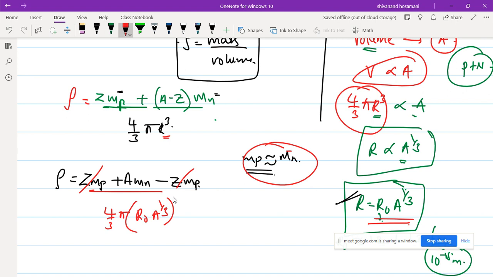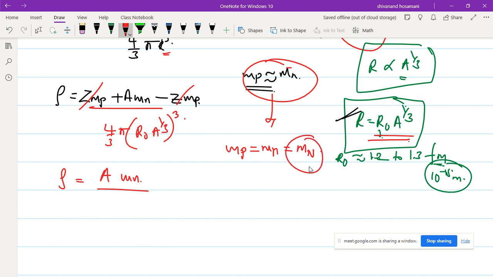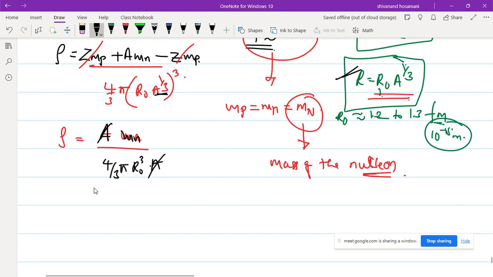So nuclear density has the mass number A times the mass of the neutron or proton. Generally we define this as the mass of the nucleon, because nucleons are protons and neutrons only. We treat the mass of the proton as equal to the mass of the neutron, defined as the mass of the nucleon. Therefore it is A times the mass of the nucleon divided by 4 by 3 pi r naught cube. The A and A get cancelled, so we are left with rho equal to the mass of the nucleon divided by 4 by 3 pi r naught cube.